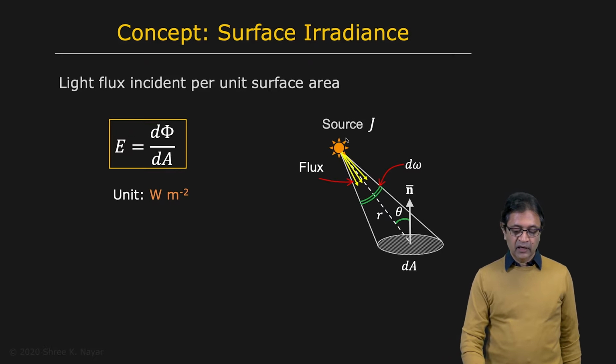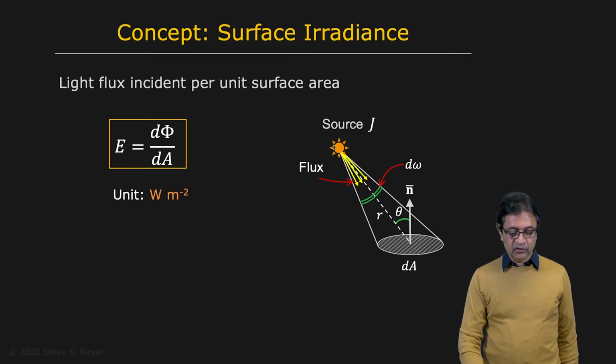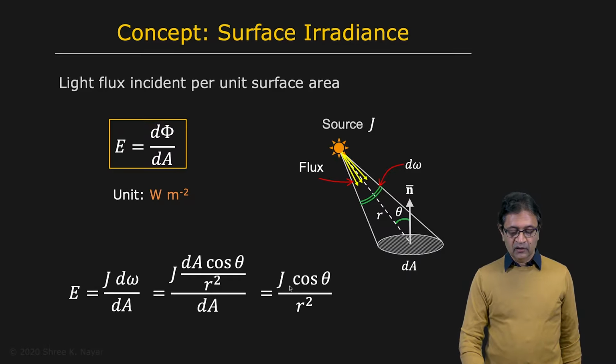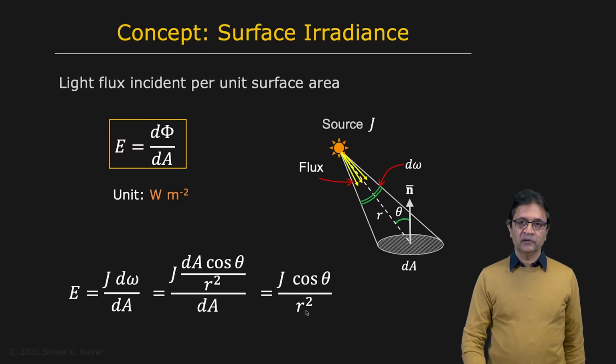And so if you have a source with radiant intensity J, we can now calculate what the irradiance of the surface is going to be due to that source. That's going to be J, the radiant intensity of the source, times d omega, because that gives us d phi, divided by dA. But we know what d omega is for this particular case. That's equal to dA cosine theta divided by r squared. So you end up getting J cosine theta divided by r squared.